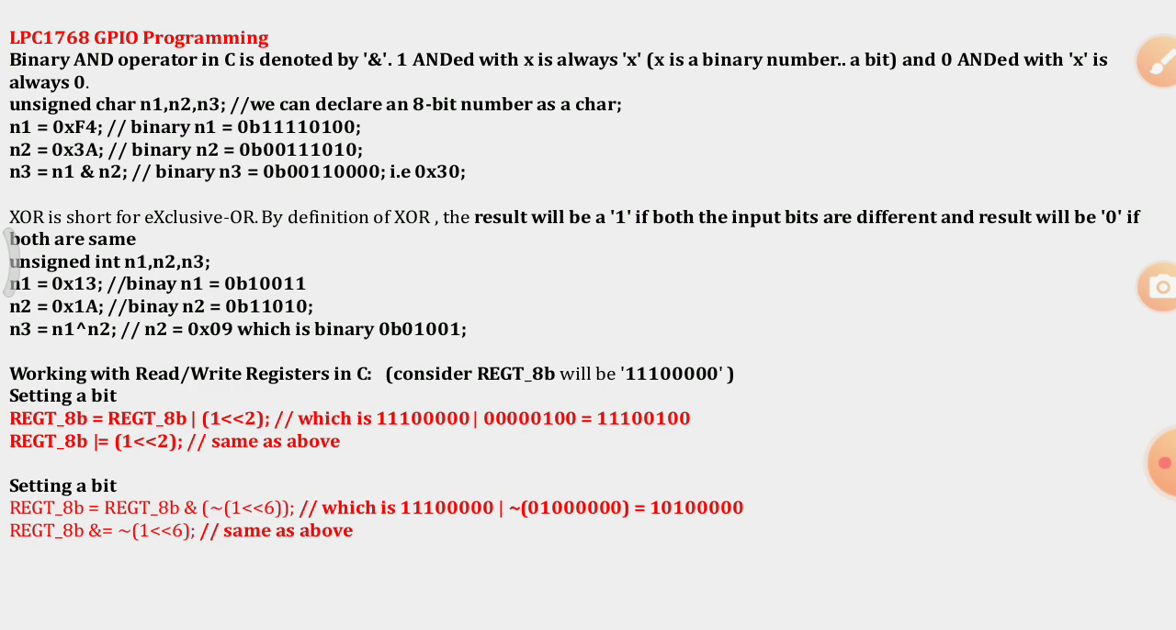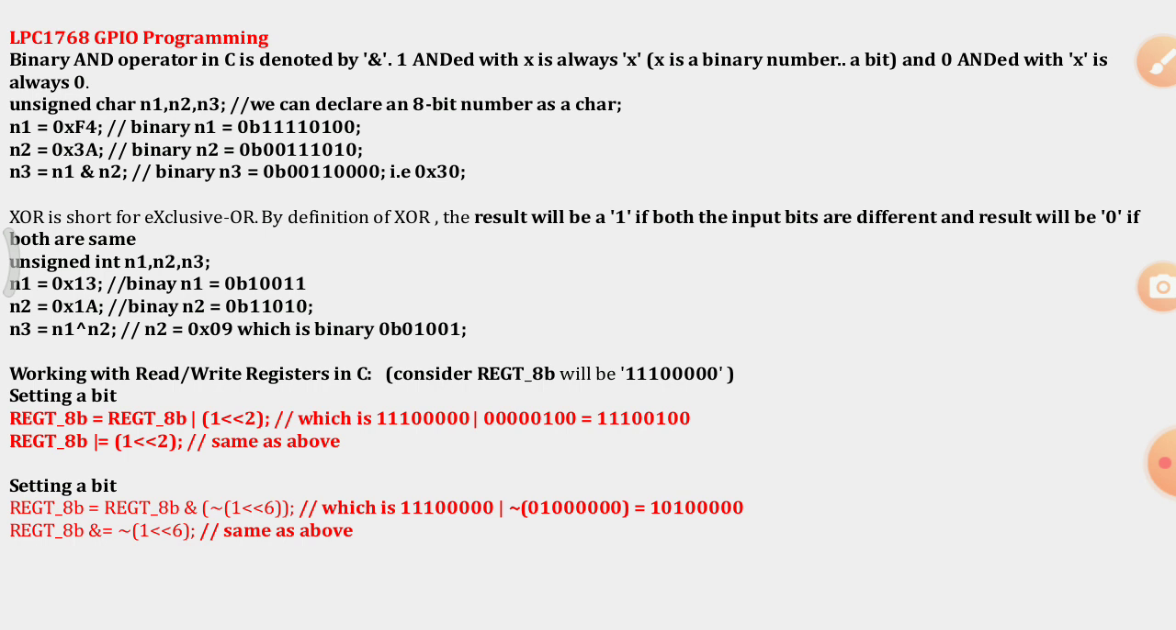Next, the binary AND operator in C is denoted by an ampersand symbol. One ANDed with x is always x, and 0 ANDed with x is always 0. So for an example, unsigned char n1, n2, n3. There are 3 registers that we have taken. We are just considering an 8-bit number here. n1 is equal to 0xf4, n2 is equal to 0x3a, n3 is equal to n1 and n2.